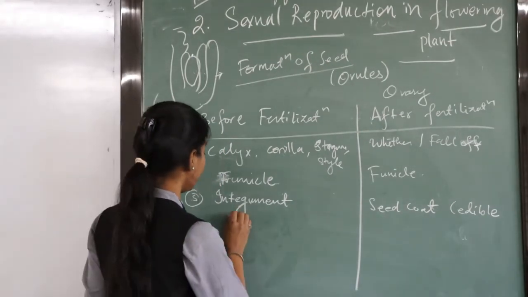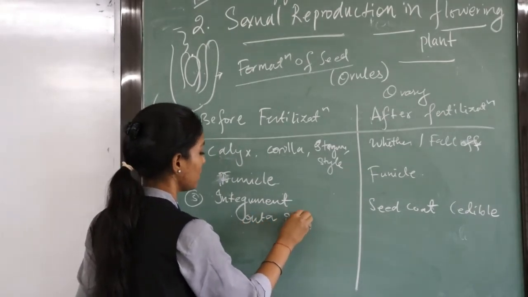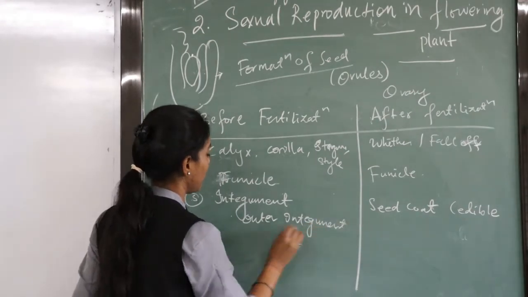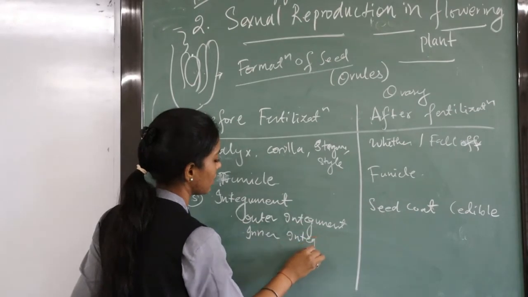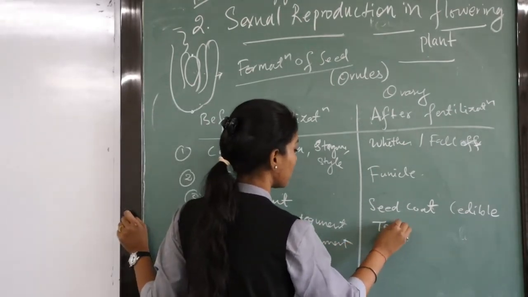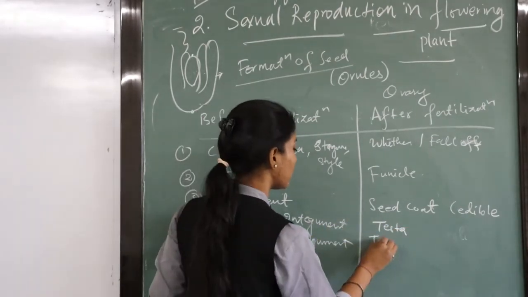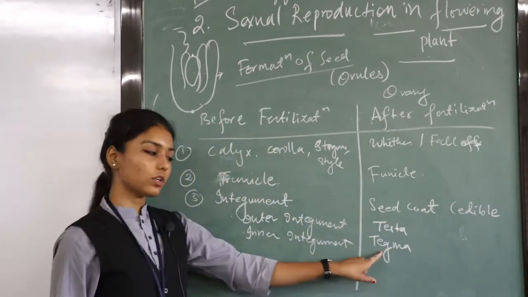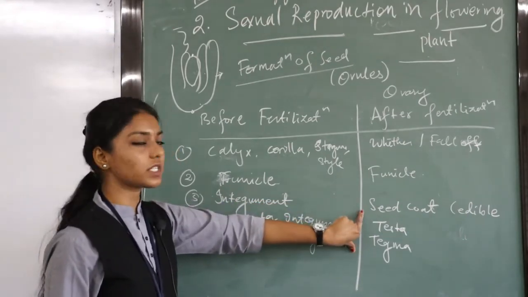Okay. Then integuments were having two types, outer integument and inner integument. Okay. Outer was forming testa, which is a part of seed, and tegmen, which is a part of inner integument. Okay. They are the parts of seed.